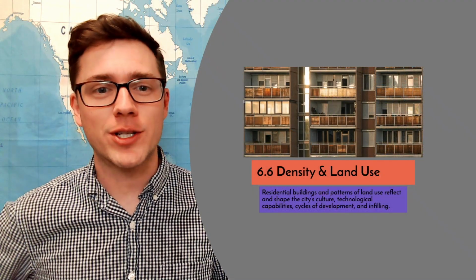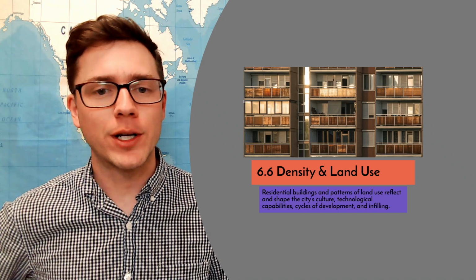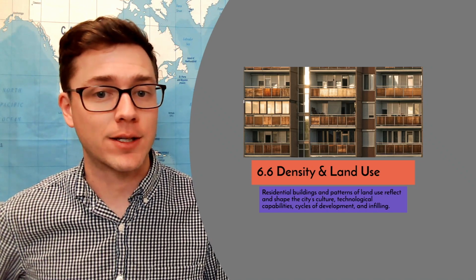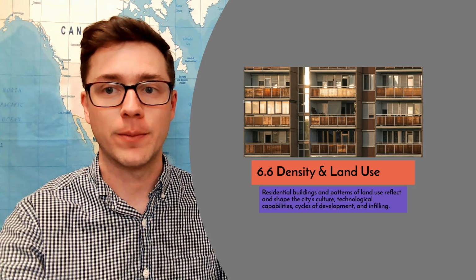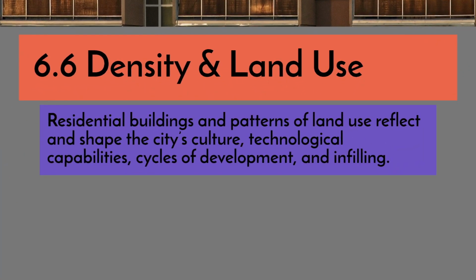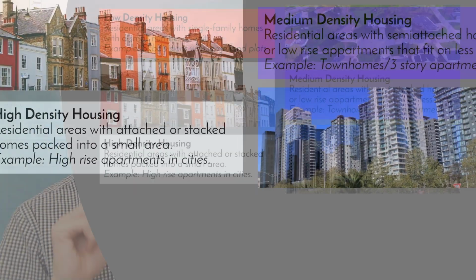As we continue our discussion of cities, today we're going to talk about topic 6.6, which is density and land use. Residential buildings and patterns of land use reflect and shape the city's culture, technological capacities, cycles of development, and infilling, which are all things we're going to talk about today.